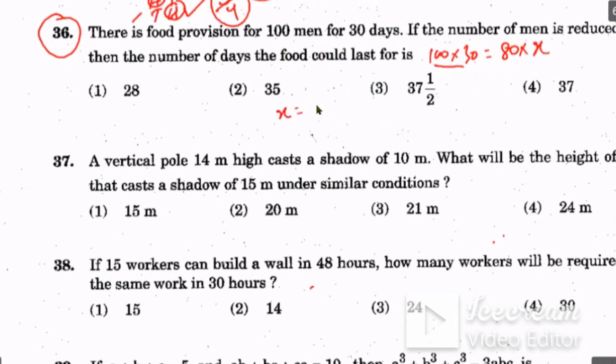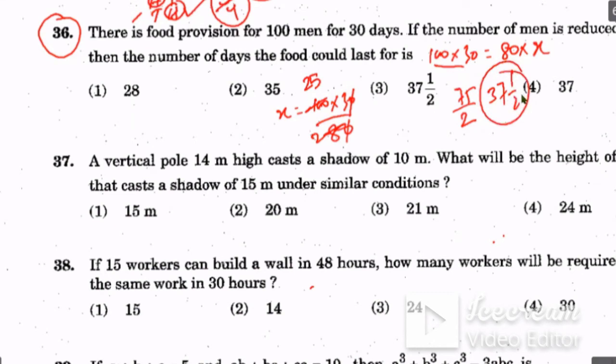So x will be equal to 100 into 30 divided by 80. So the zeros will cut. So for 8 you can reduce it by 4 to the 8, and 4 to the 25 is 100. So 25 threes are 75 and divided by 2. So 75 divided by 2 you can divide it. So it will be 2 threes are 6 and 2 sevens are 14. So 37 and a half. If you take half of 75, you will get 37 and a half. Okay, so correct answer is 3.